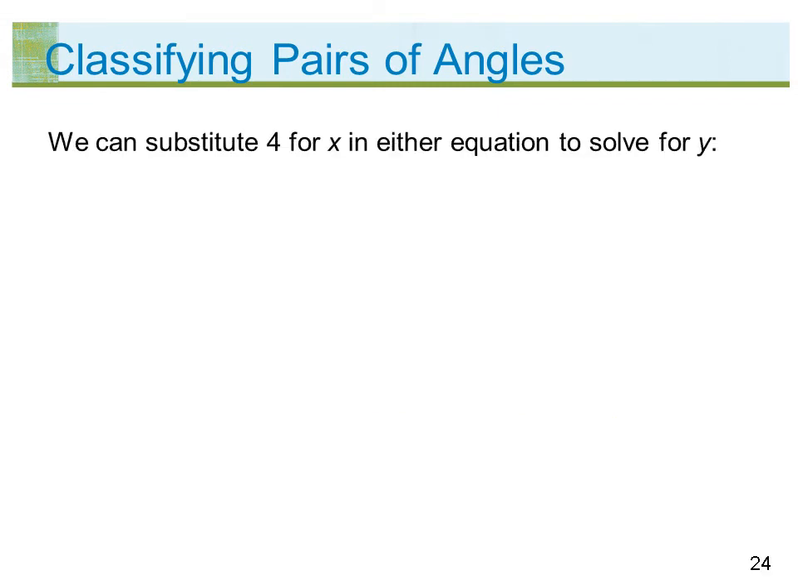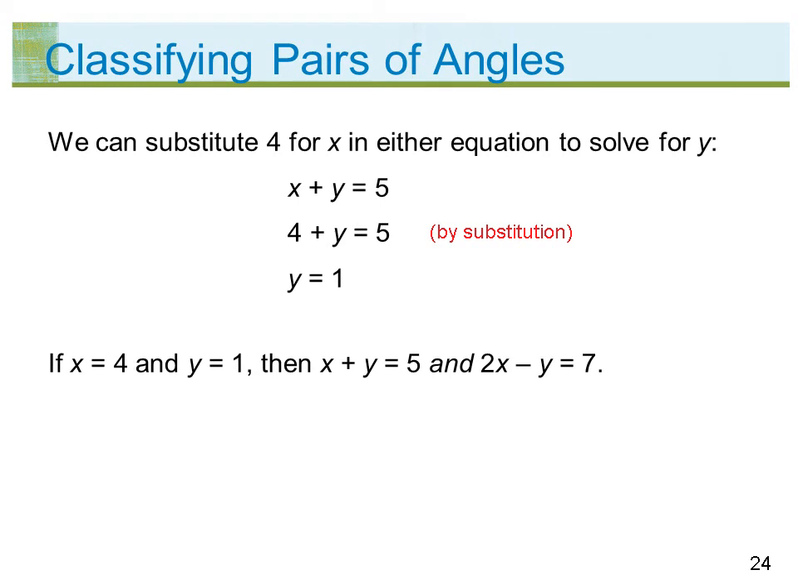We can substitute 4 for x in either equation to solve for y. X plus y equals 5, 4 plus y equals 5, by substitution. Y equals 1. If x equals 4 and y equals 1, then x plus y equals 5 and 2x minus y equals 7.